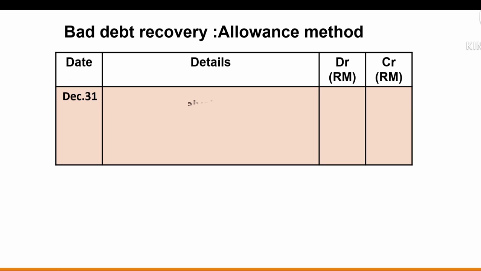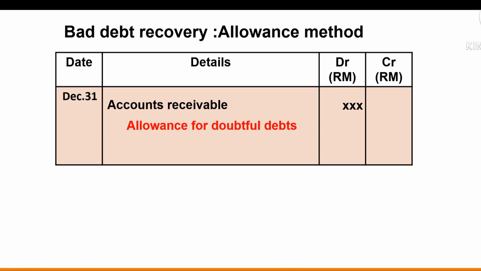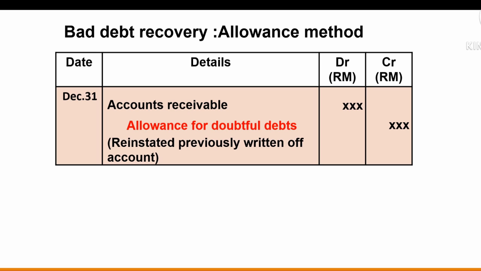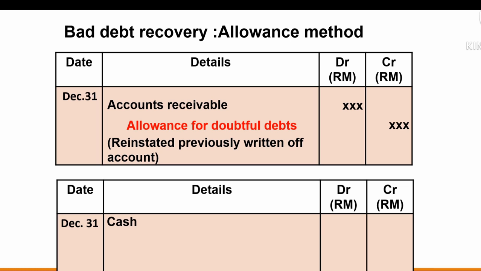Now we look at the bad debt recovery by using the allowance method. There are also two steps. Firstly, we have to reopen account receivable because the customer wants to pay the debt. And when we reopen account receivable, we debit account receivable and credit allowance for doubtful debts.